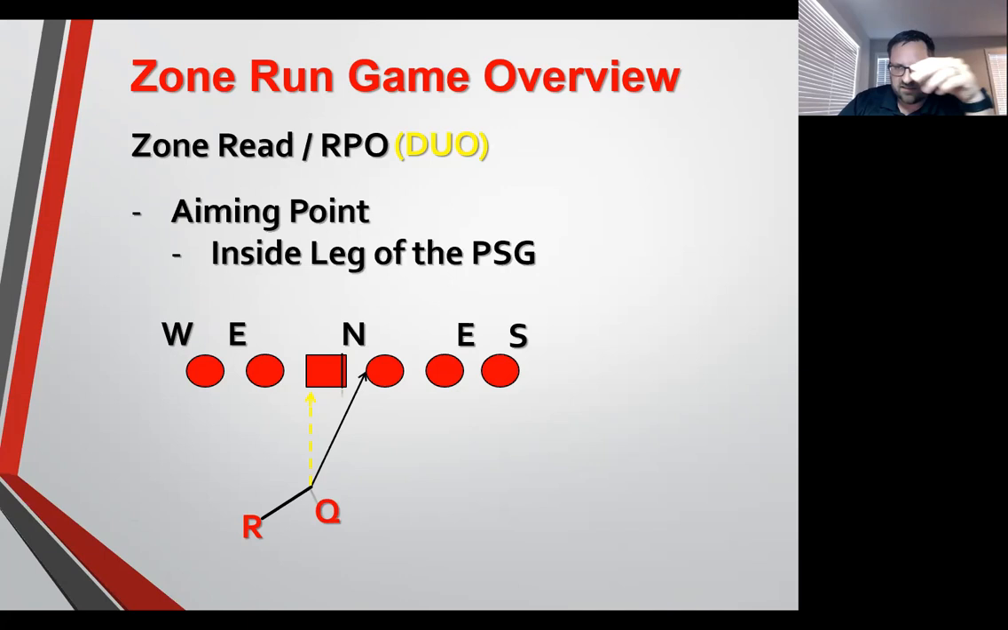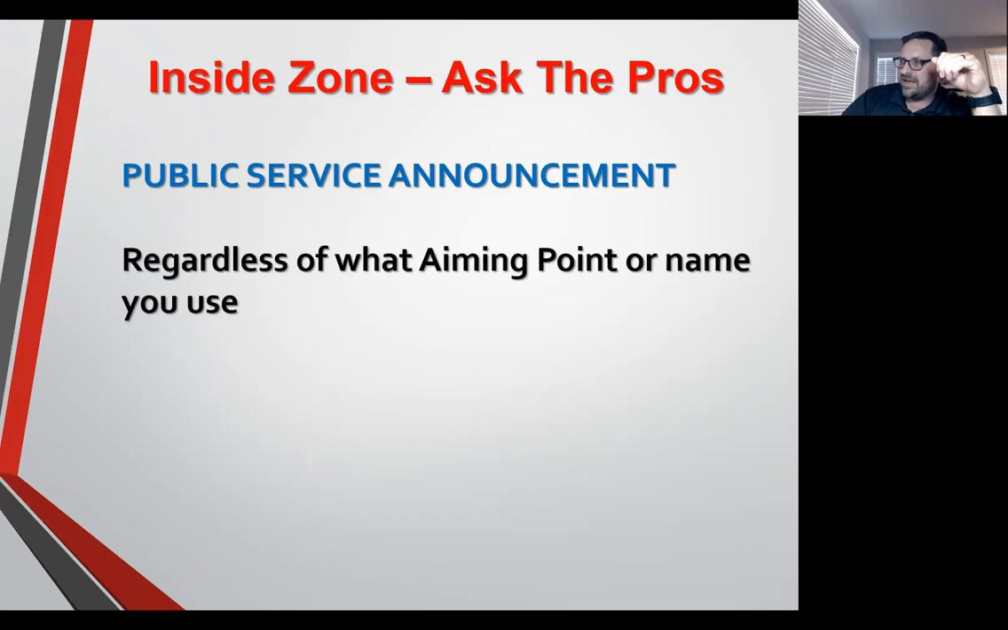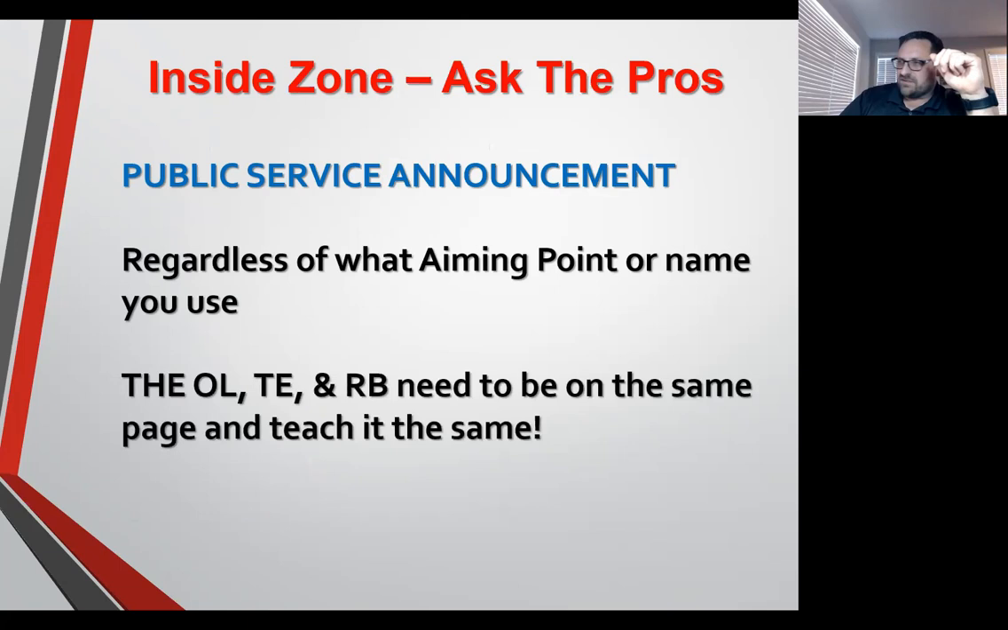Public service announcement. Regardless of what aiming point or name you use, the offensive line, the tight end, and the running back need to be on the same page and teach it the same. On the call here tonight, I've got Chris Sweet. I was a running backs coach in Montreal for a year, and Sweeter was the O-line coach. We were together all the time talking about how we're approaching things, how we're going to block up fronts. That way, when I got into my meeting with the running backs, I was teaching it the same way he was going to be teaching it with his guys. It just allows you to marry things up for more success in the run game.